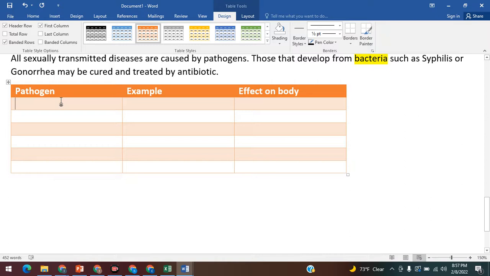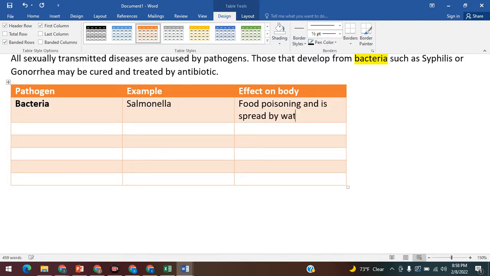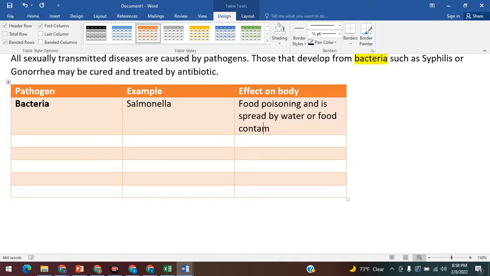All right. So let's say we have a bacteria. An example of this would be salmonella. Oh, salmonella. The effect on the body. So that's when you get food poisoning. Right? So food poisoning, and is spread by what? By water or food contamination.